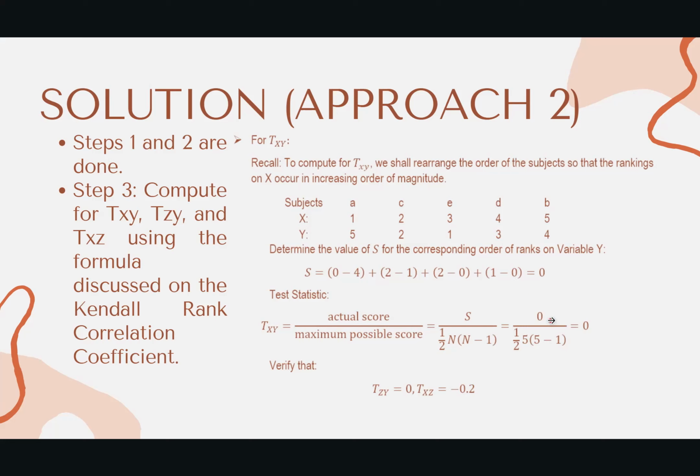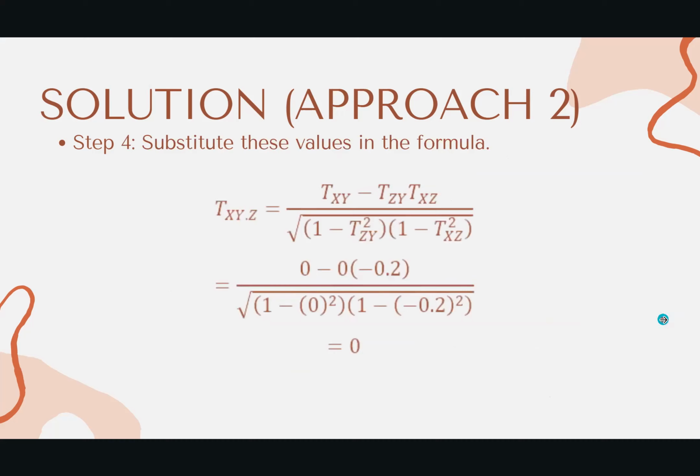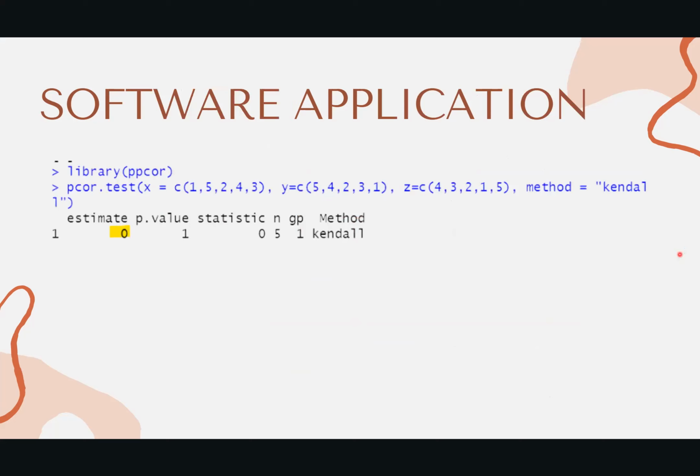And kindly verify na lang na yung for zy ay 0, for xz ay negative 0.2. And pag sinubstitute natin sa formula, 0 din yung lalabas. As well as sa software application natin, 0 din naman yung ibibigay niya. So from here, we can verify that on all approaches, the correlation between x and y with the effect of z held constant is 0.